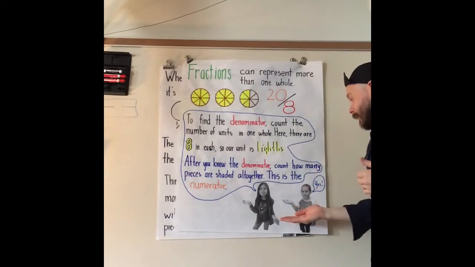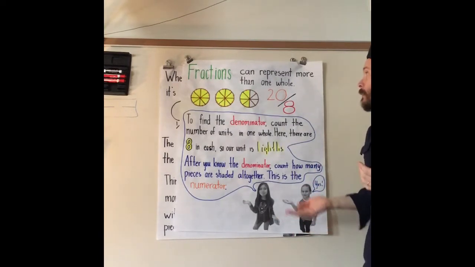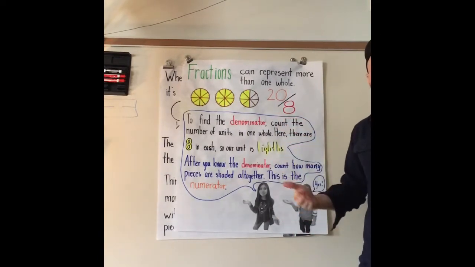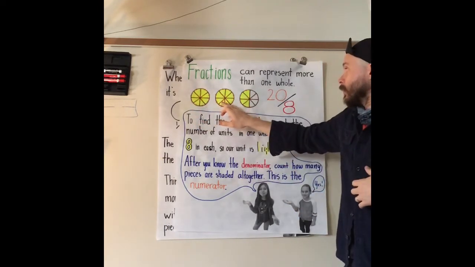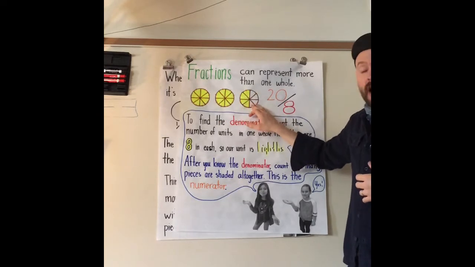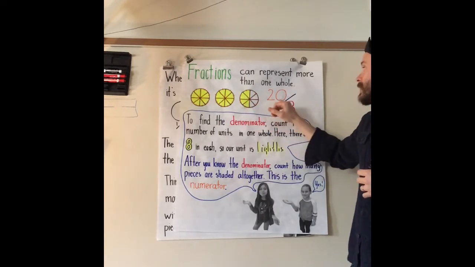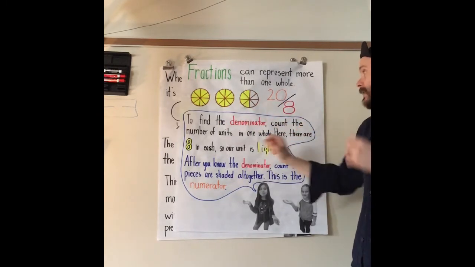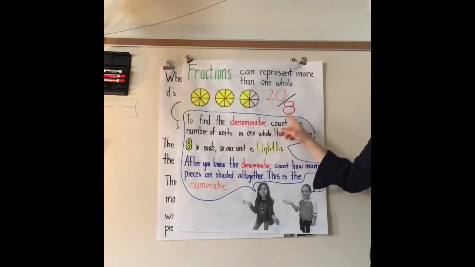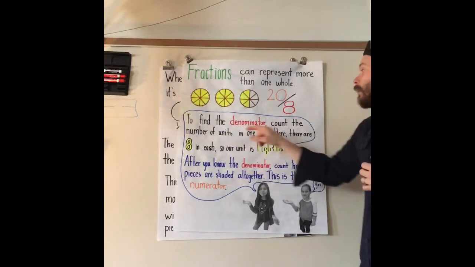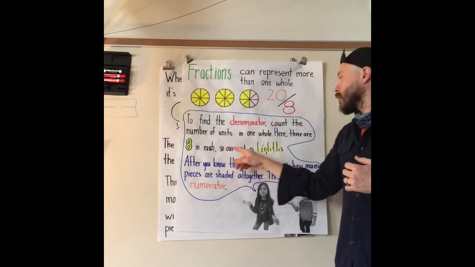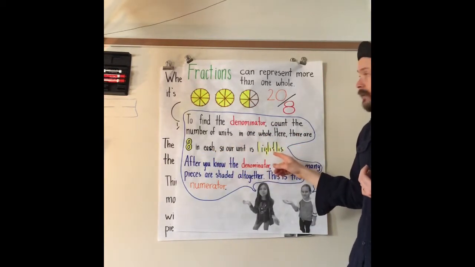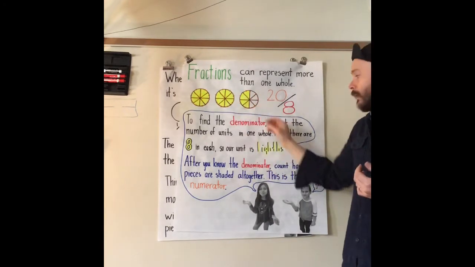Thanks to Elena Lerma and Anna Laditka, we can also remember that fractions can represent more than one whole. Look, here's one whole, here's another whole, and then here's another piece of a whole. This is 20/8, it says. To find the denominator, the number on the bottom, remember, count the number of units in one whole. Here, there are 8 in each, so our unit is 8ths, right? Because there's 8 pieces in a whole.